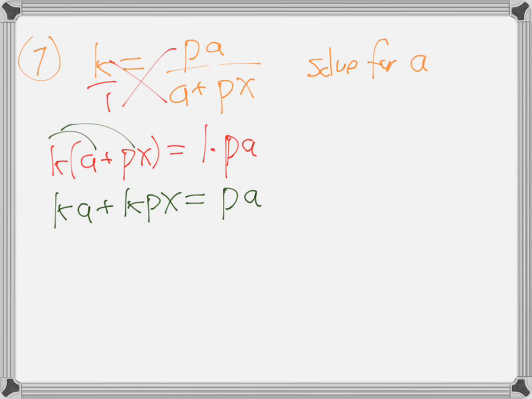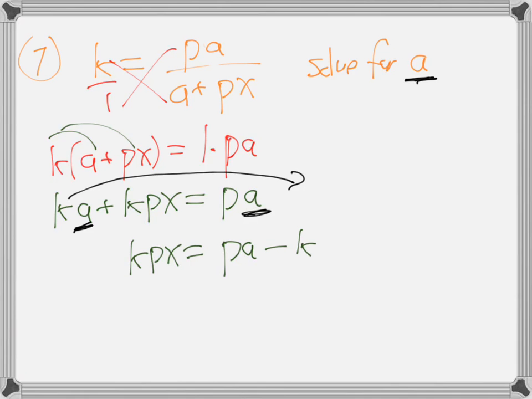So now let's keep our eye on the ball. Who's the ball? A's the ball. So A's there and A's there, huh? You know the game plan? Get them on the same side. So jump the KA to the other side, right? So we get KPX is PA minus KA.